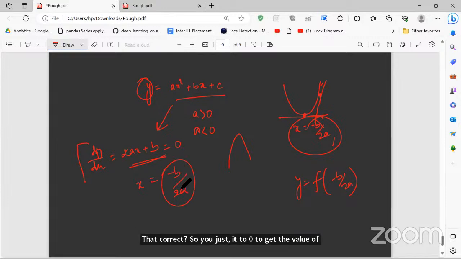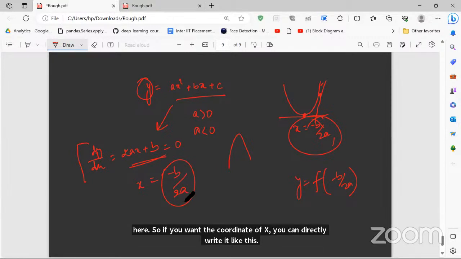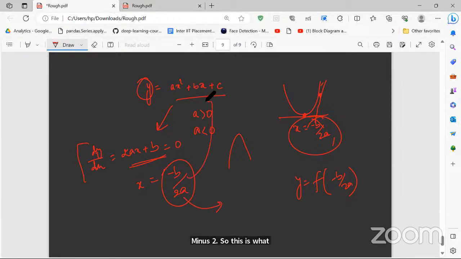And how will you get the y coordinate? You just put the value of x into the equation and you'll get the value of y. Is this clear to everyone?